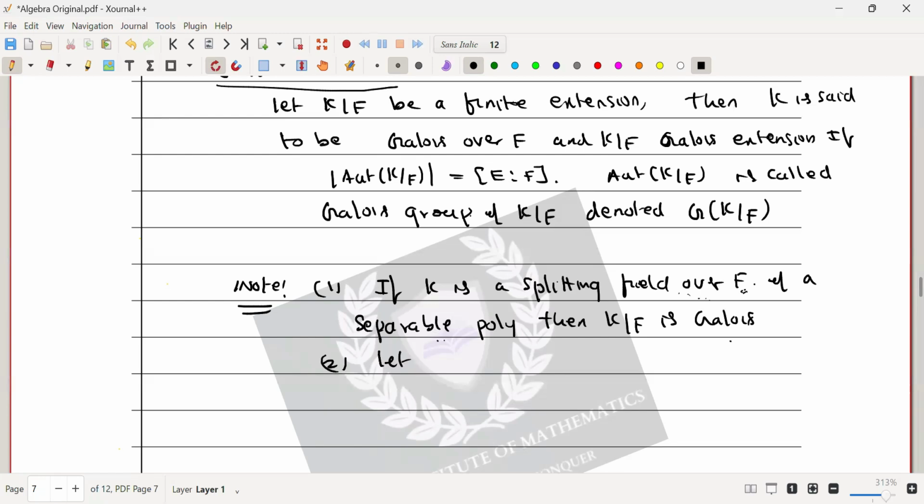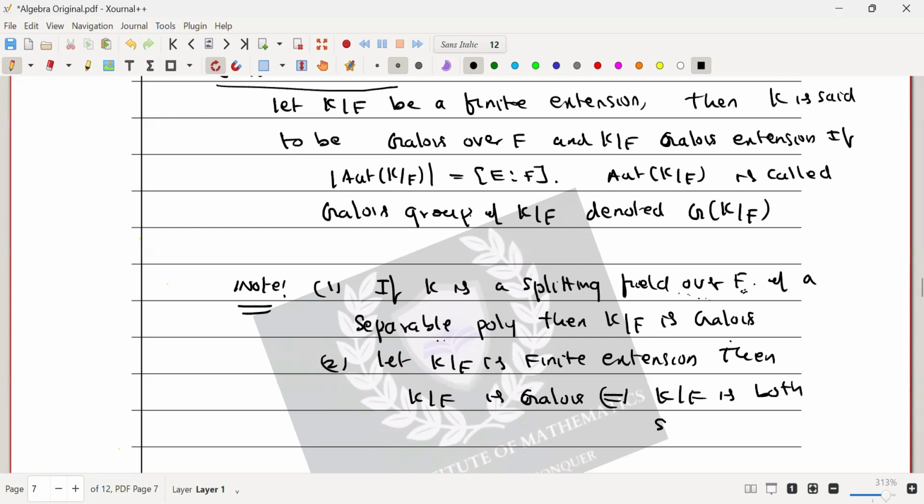Let K over F be a finite extension, then K over F is Galois, that means a Galois extension, if and only if K over F is both separable and normal. So if either of these two fails, then it is not Galois.